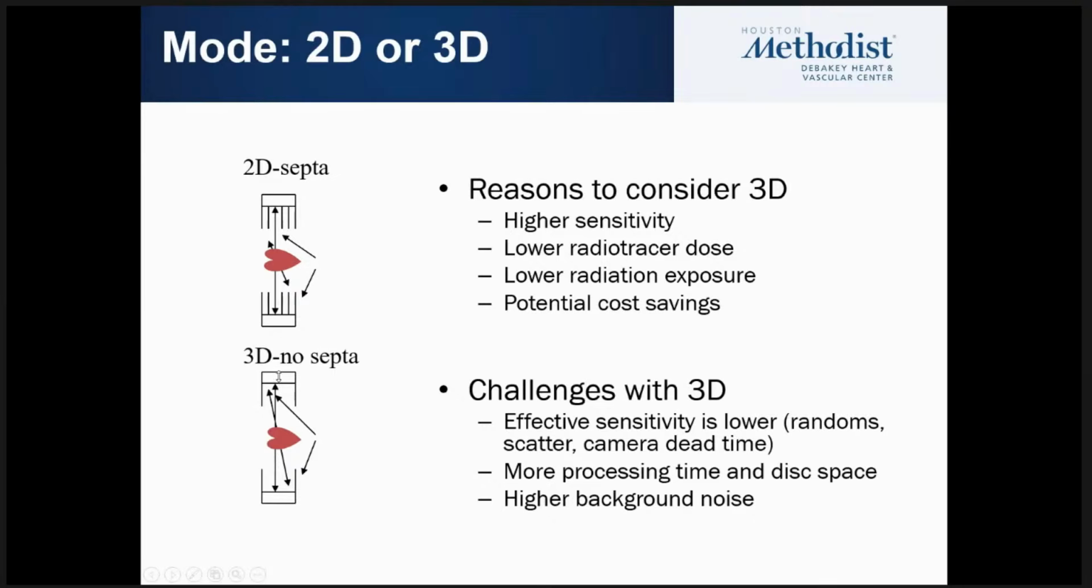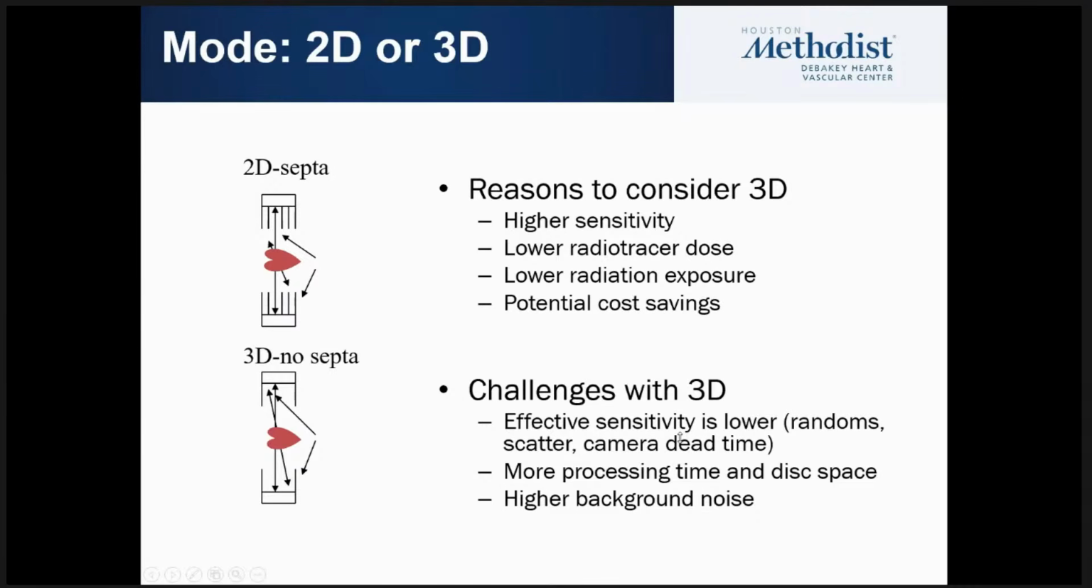However, there are some challenges. You may be detecting some additional randoms or scatter. There will be more processing time, the files are bigger in size, and there will be higher background noise. But now we have electronic solutions that effectively deal with these, and we are able to get adequate imaging with 3D systems, and that's why the technology has mostly moved to 3D PET systems.